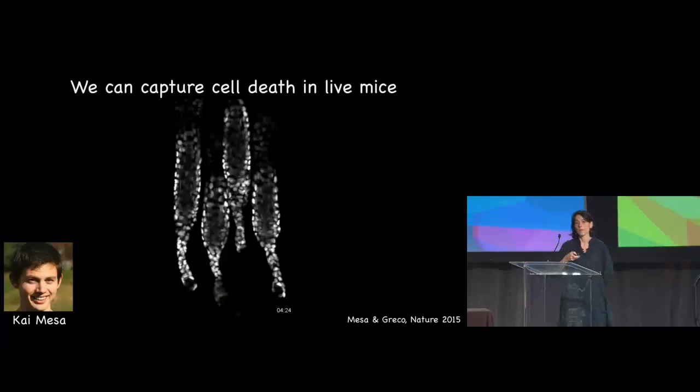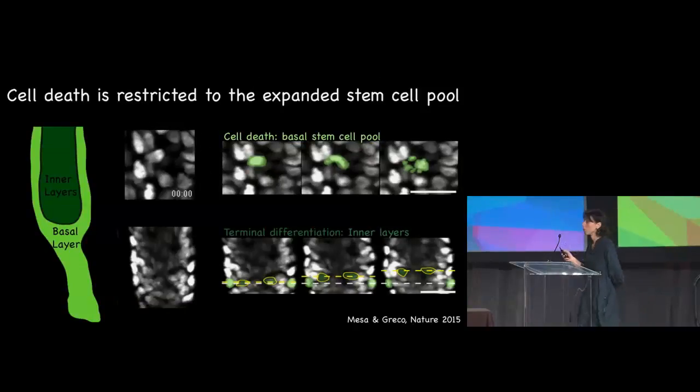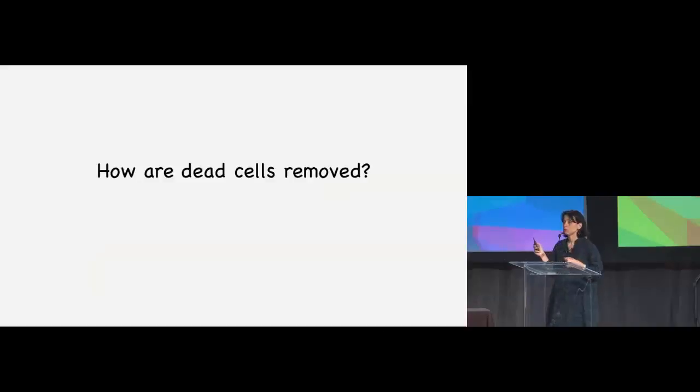Remarkably, we didn't see a large amount of death. Instead, when Kai started to look at this recording, he realized that death was limited to the outer layer that contains all the undifferentiated cells. This is displayed here in the upper layers, whereas when you focus inside the follicles, you would see that all the differentiated layers would not die, and instead they keep being displaced upwards like you would see during normal growth. So what he wanted to then ask is, how are these dead cells removed?